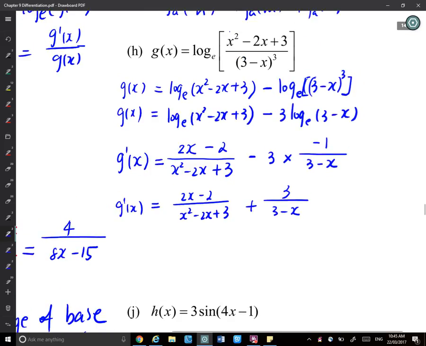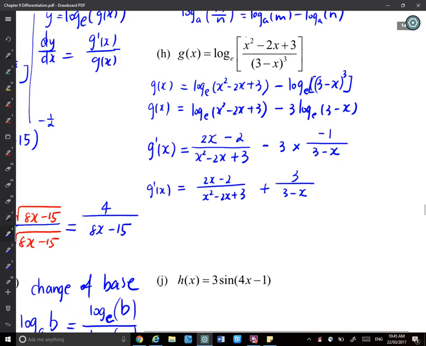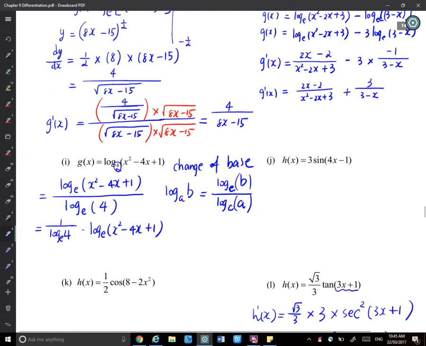Okay, so the key point for this question is when you derive log, try to separate that because when you divide something, it will be log minus. If you times something, that will be log something plus log something. If you have a power, you can put the power down as a coefficient. So you can simplify log in a lot of ways and then derive that. Do not directly start the derivatives. Have a think about how I can make this question easier. Okay, that's H.